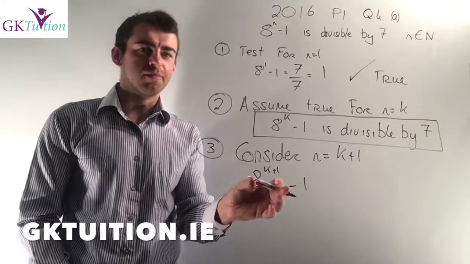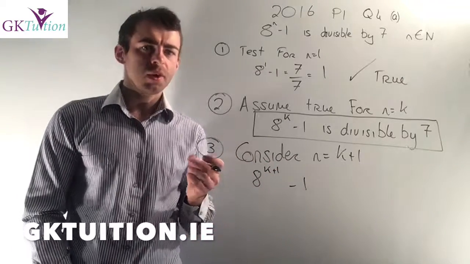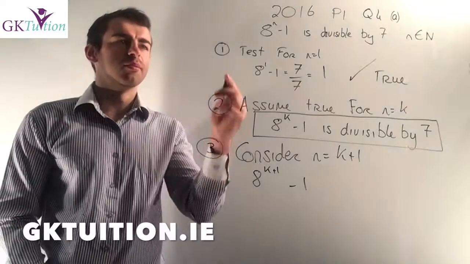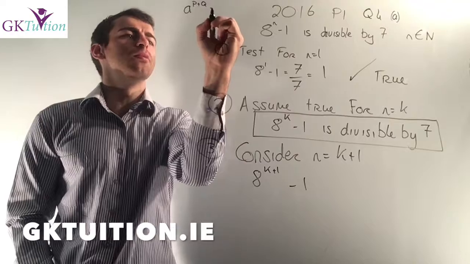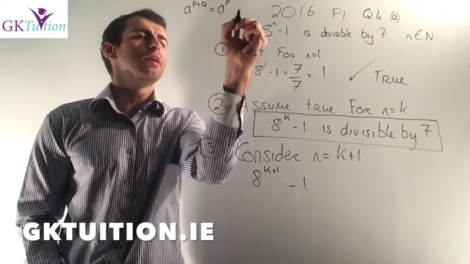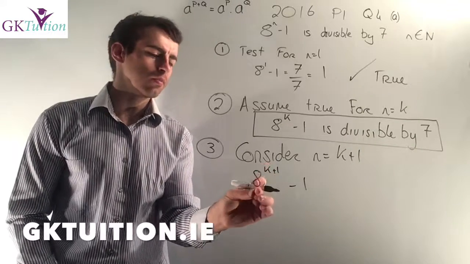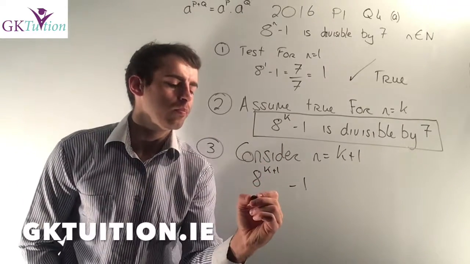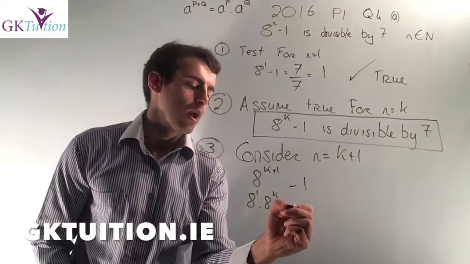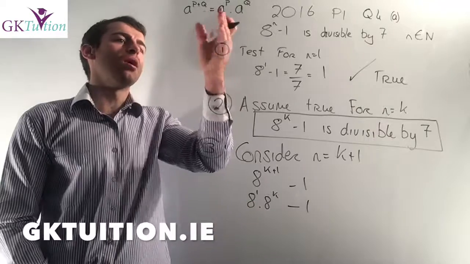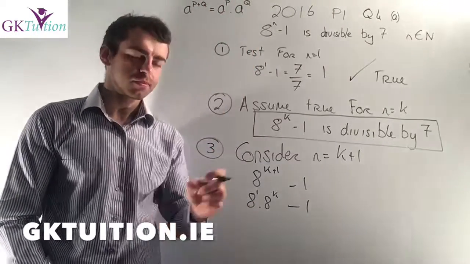Now my 8 to the power of k plus 1, I'm going to use one of my rules of powers to simplify this down. If you go to page 21 in your log tables, one of your rules of powers is that a to the power of p plus q is equal to a to the power of p times a to the power of q. That's what I'm going to do with this one. 8 to the power of k plus 1 is the same as 8 to the power of 1 times 8 to the power of k. And then I've got a minus 1 at the end. So all I've done is, if I'm adding them together, I can just write it as 8 to the power of 1 and 8 to the power of k.